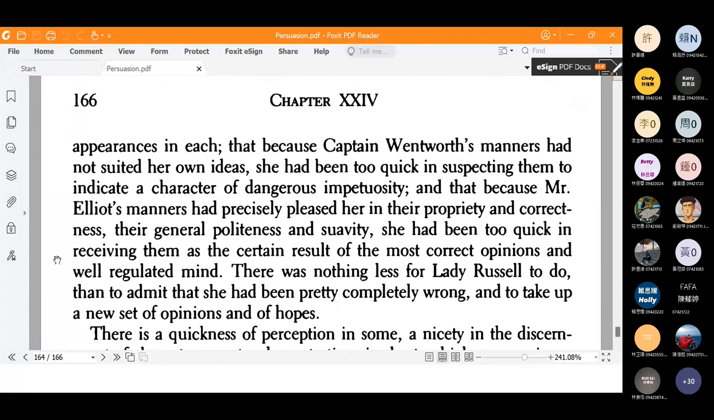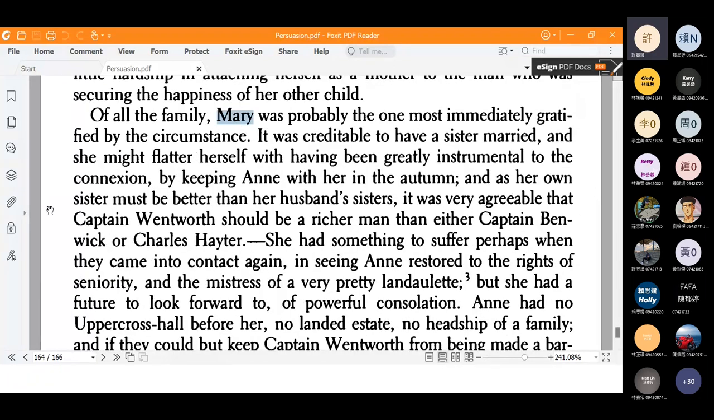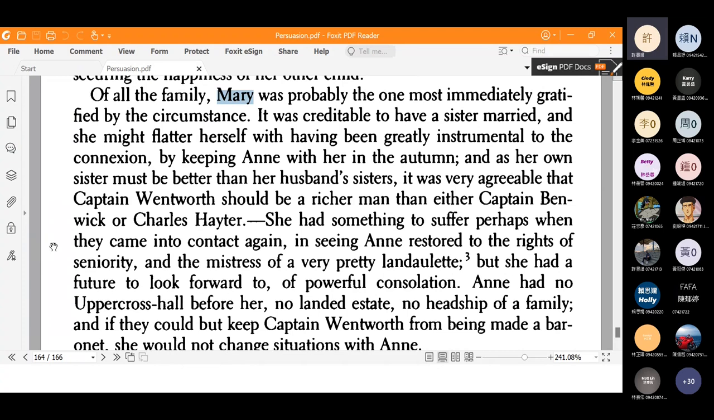Who else do we have? Mary, remember her? Also very prideful, just like Sir Walter. Never happy when someone else is doing better than her. So on the one hand, it's good news to have a sister married. And Mary herself can tell herself, she might flatter herself, that she was greatly instrumental to the connection. Mary herself was very important for this marriage. By keeping Anne with her in the autumn. Remember, because Anne stayed at Uppercross, she had more opportunities to run into Wentworth. And so Mary could tell herself that this was her doing. 这是她的功劳.